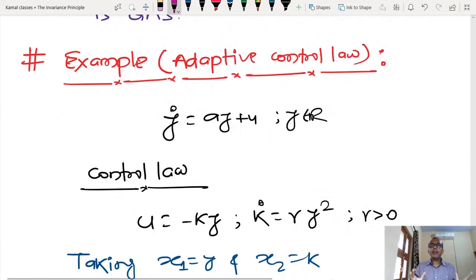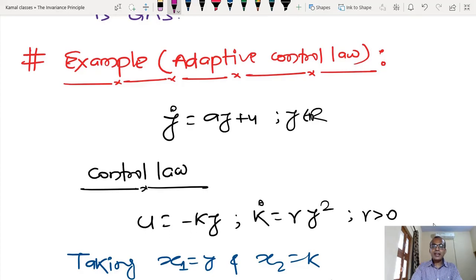Another example where I can apply LaSalle's invariance principle is in designing adaptive control. That is a very important point, and in the case of adaptive control, it is possible to show that the closed loop system has an equilibrium set, not only an equilibrium point. If I have an equilibrium set, then how do I talk about the stability after designing the control? For that, LaSalle's invariance principle plays a very important role.